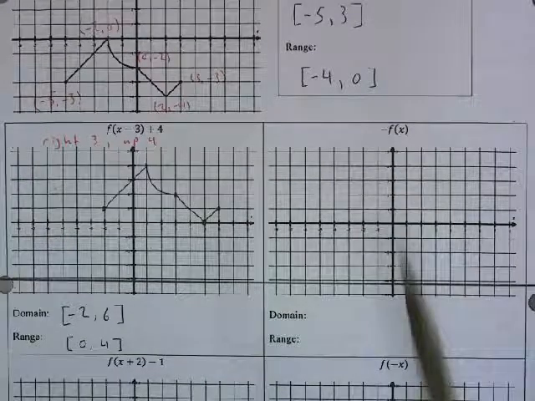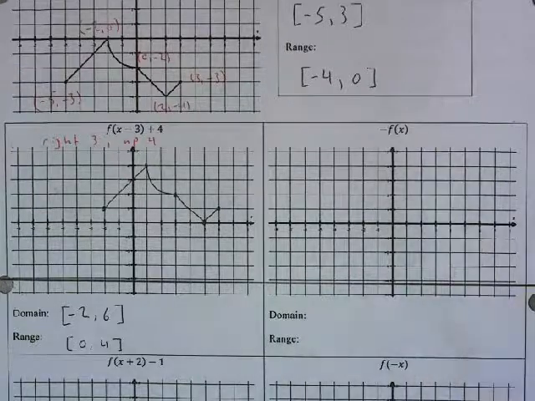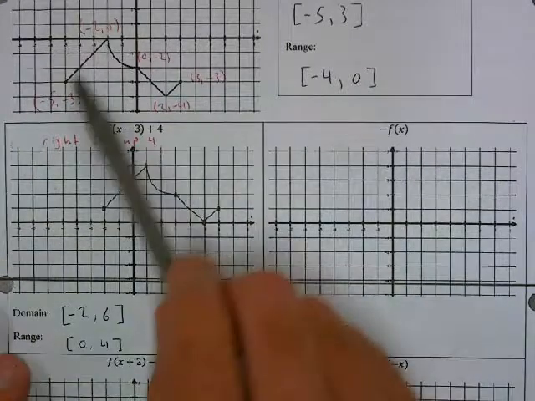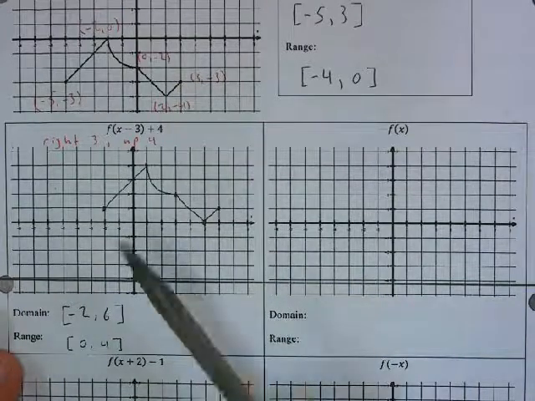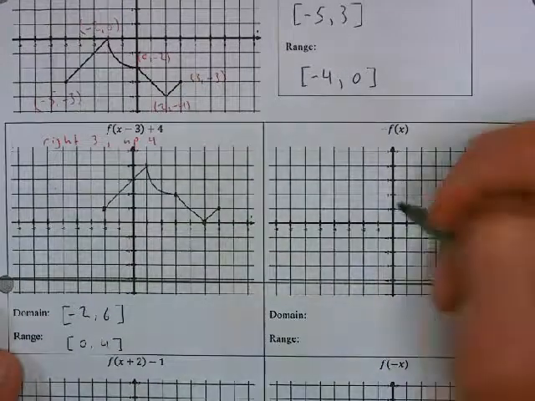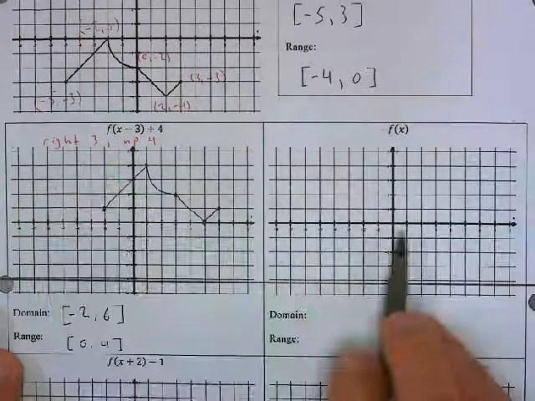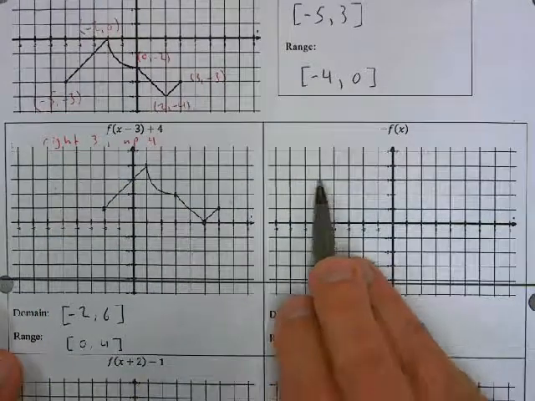Example number 2, negative f of x. In other words, we want to take the opposite of all of these y values. So instead of 5, negative 3, we want that to be at... I'm sorry, negative 5, negative 3. That's going to be negative 5, positive 3.